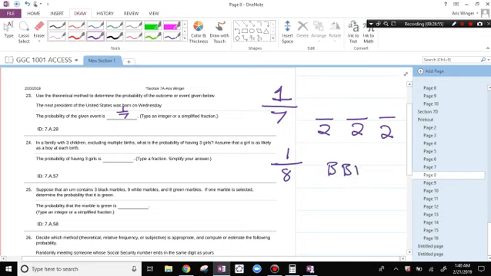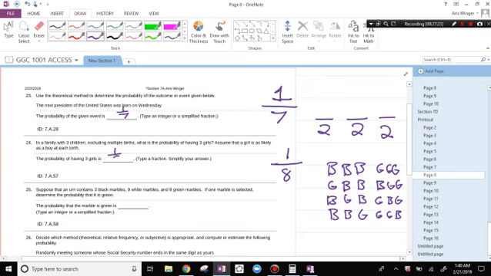Boy, boy, boy. Girl, boy, boy. Boy, girl, boy, or boy, boy, girl, and then switch the boys and girls symbols. And then that gives you all 8. And so then this will be girl, boy, girl, and then girl, girl, boy. That is all 8. Or you can just say 1 way out of 8 total ways.